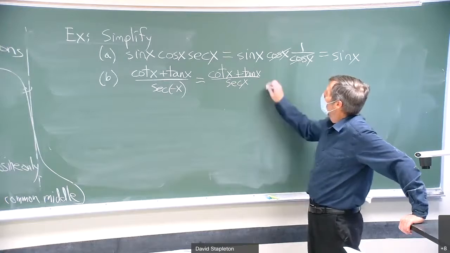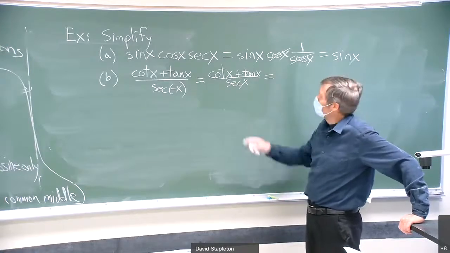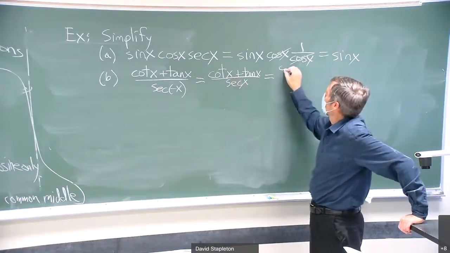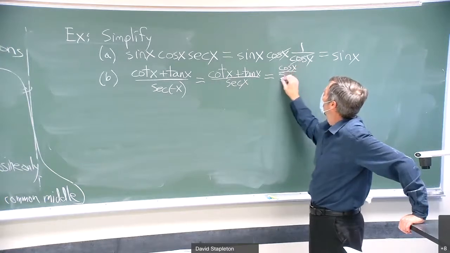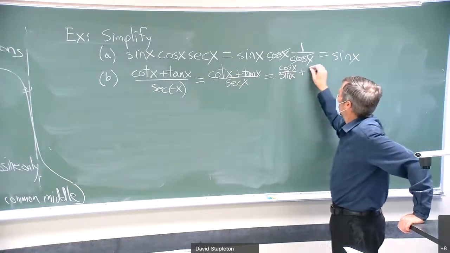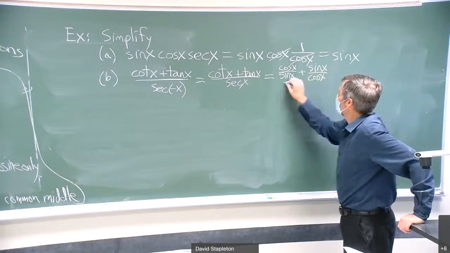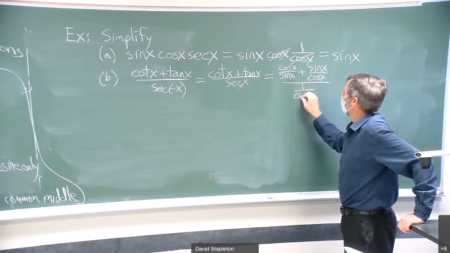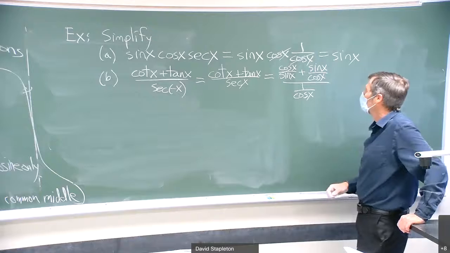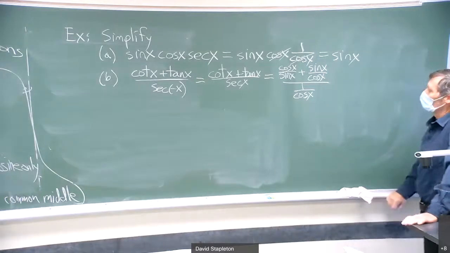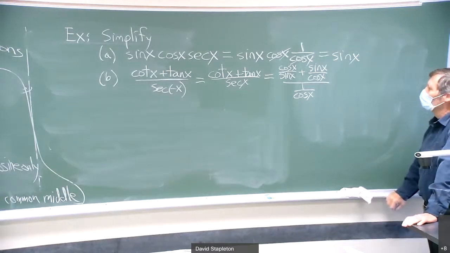Now what do I do? I'll go to step 3 and say I'm stuck, right? I'll write cotangent using the quotient identity, cosine over sine. I'll write tangent using the quotient identity, sine over cosine. And I'll write secant using the reciprocal identity, 1 over cosine. Now what can I do? This one's kind of a hard one.